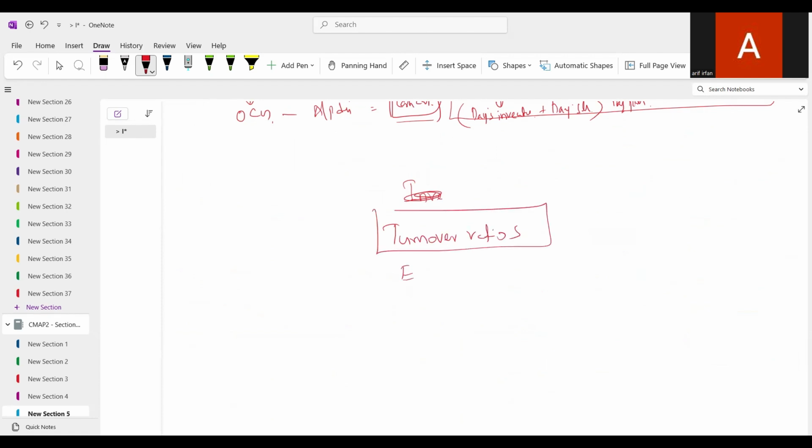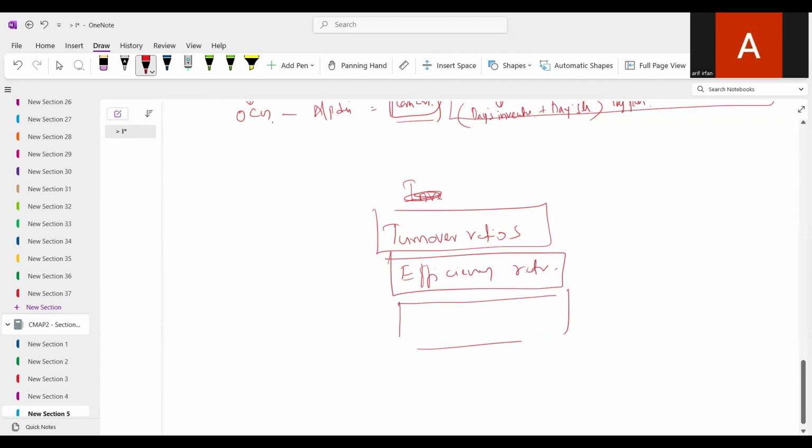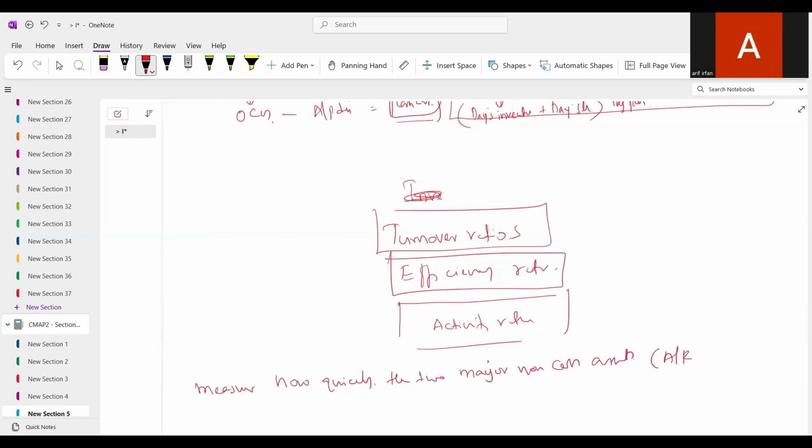Turnover ratios, or efficiency ratios. What is another name for it? Turnover ratios, efficiency ratios, activity ratios. So what is the definition of activity ratios? Activity ratios measure how quickly the two major non-cash assets, that is accounts receivable plus inventory, are converted into cash.